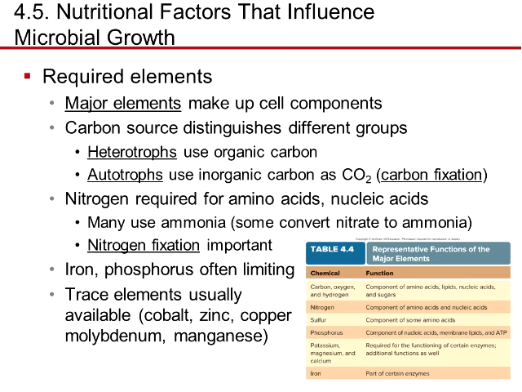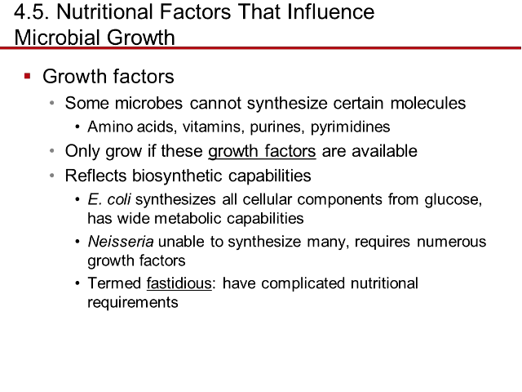Now, nitrogen is required for amino acids and nucleic acids, and many use ammonia. Some convert nitrite to ammonia, and nitrogen fixation is important. Iron and phosphorus are often the limiting factors, and trace elements are usually available, like cobalt, zinc, copper, molybdenum, and manganese. And so we see the different requirements for their growth.